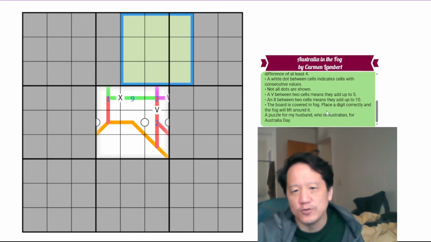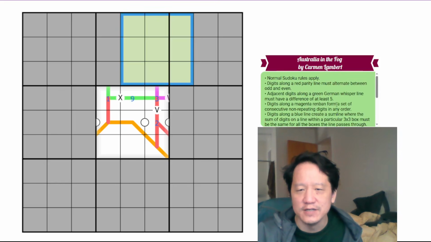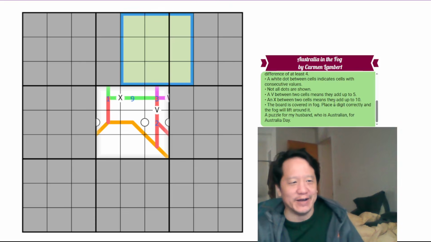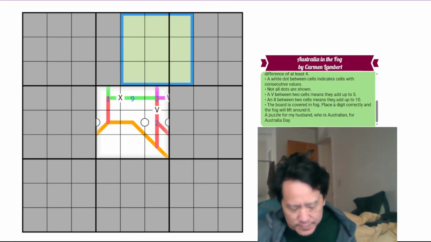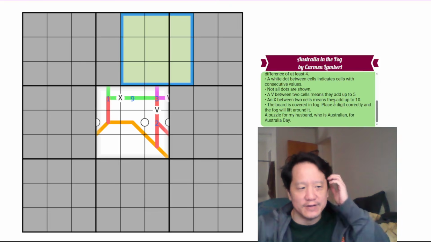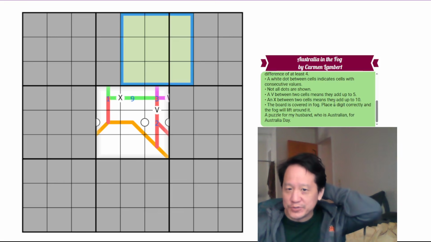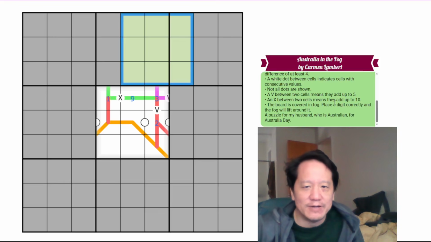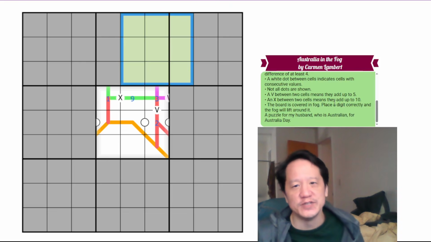And this is a puzzle for my husband, who is Australian, for Australia Day. This is actually well after that, but because I tend to do puzzles well after they're posted, because I need a sort of supply of puzzles that I can do, so that I don't have to do every puzzle the day of. Anyways, happy belated Australia Day for you Australians out there. It's a lovely country. I've visited there multiple times, and I enjoyed it.